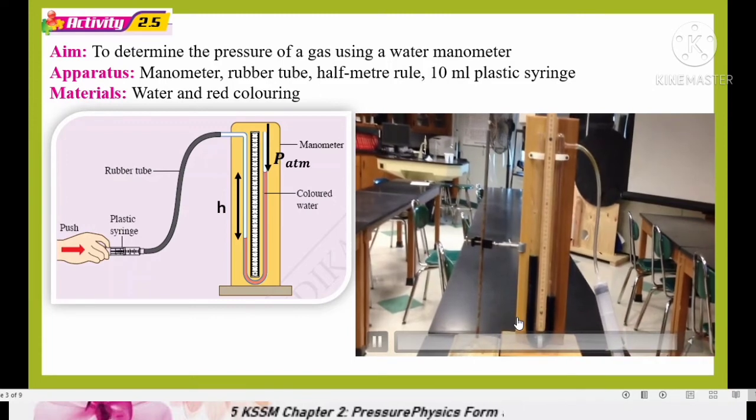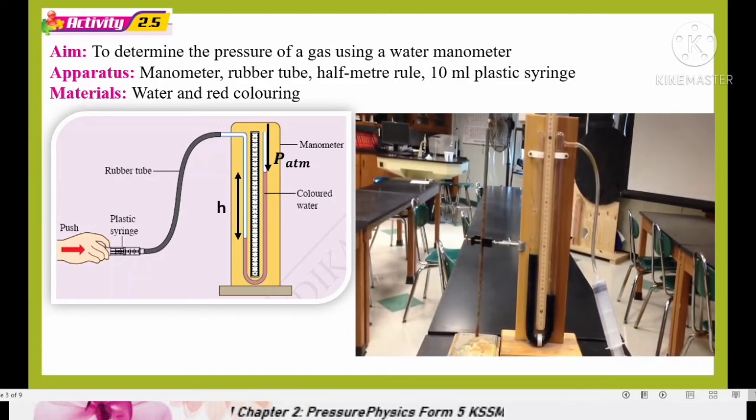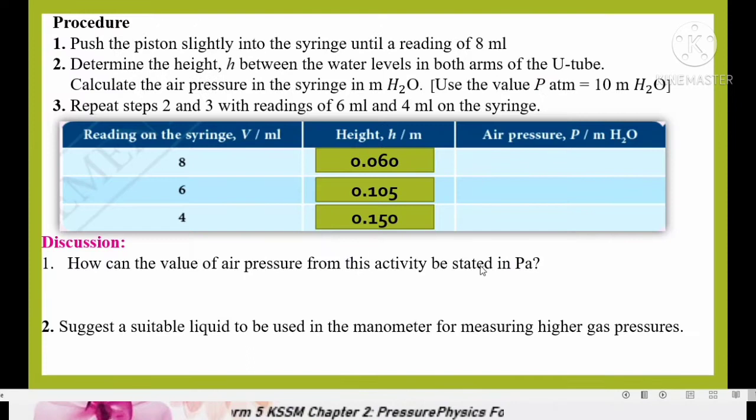So what we do, we just record 5 sets of data for different volumes of gas in the string. Then we can make analysis based on the data recorded. Okay, the procedure of this activity: the first one, push the piston slightly into the string until the reading of 8 milliliter. Determine the height h between water levels in both arms of the U-tube.